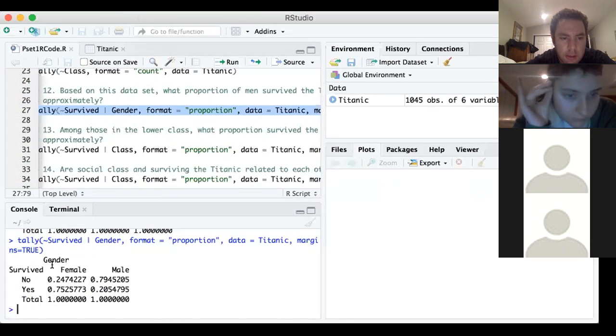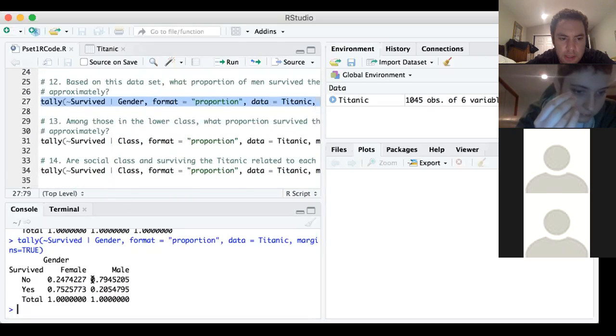and we can see here that we have a proportion table with gender on the top being male and female. On the left, we have survived, yes or no. So the question is, what proportion of men survived the Titanic approximately? So we can look here at the amount of men. Here's the men, about 20.5% survived the Titanic, and about 80% did not survive amongst men. And if we look at the females, it looks like about 75% of the females did survive, and about 25% did not.